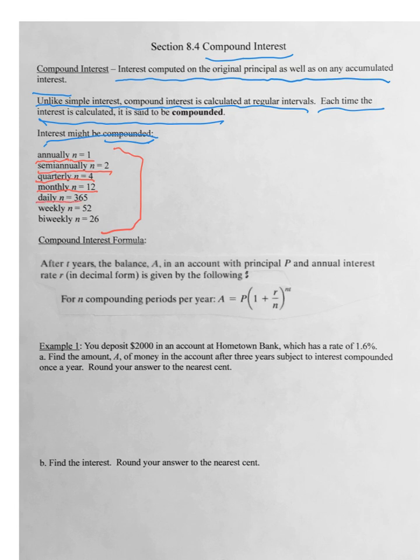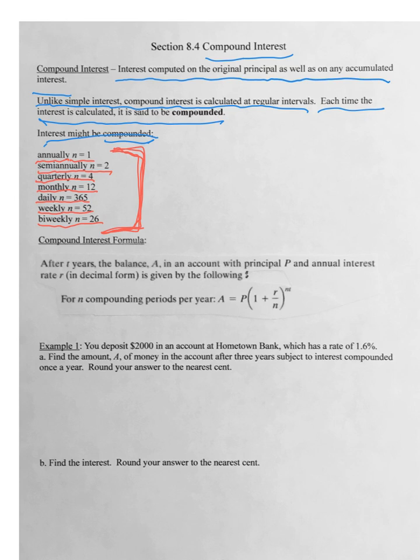Daily, your n will be 365, since there are 365 days in most years with the exception of leap years. Weekly, your little n will be 52, because there are 52 weeks in a year. And then bi-weekly, n is 26, since there are 52 weeks in a year, so half that, every other week, would be 26. So all this is related to the unit of years. How many times a year, in other words, is your interest going to be recalculated? That is all that this little n represents.